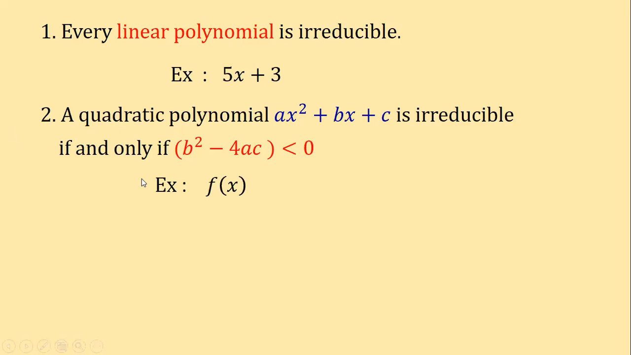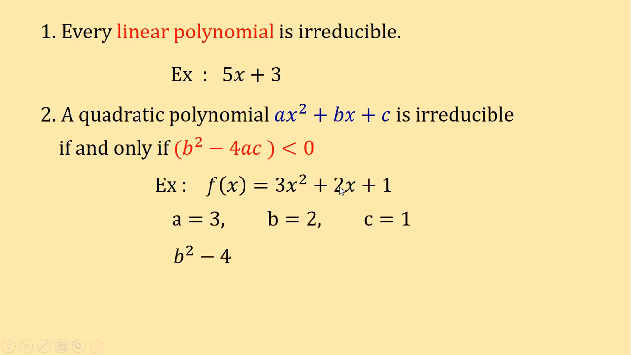So here I am giving you an example. f of x is equal to 3x square plus 2x plus 1. If you compare this expression with the general expression, that is ax square plus bx plus c, what are the values of a, b, c? Let us write them first. a is equal to 3, b is equal to 2, c is equal to 1. Now here b square minus 4ac is equal to 2 square minus 4 into 3 into 1, which is nothing but 4 minus 12, which is minus 8, which is less than 0.